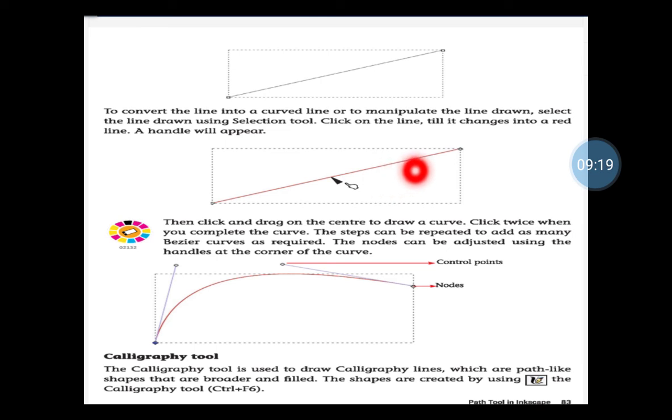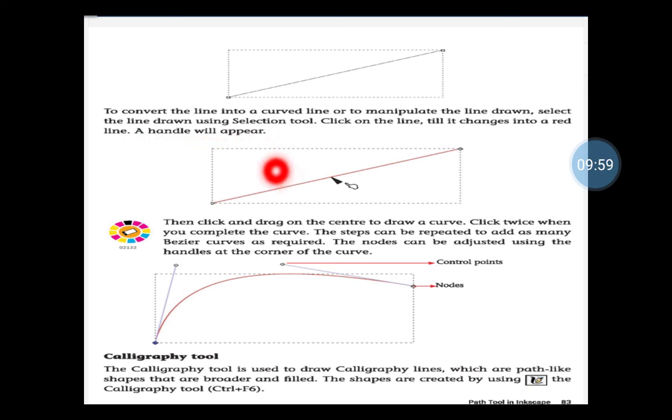You can change the color of the line also. You just have to double click on the line and select some colors. To convert the line into a curved line, using this Bezier tool you can turn a straight line into a curved line also. To manipulate the line drawn, select the line using the selection tool. Click on the line till it changes into a red line. Handles will appear.